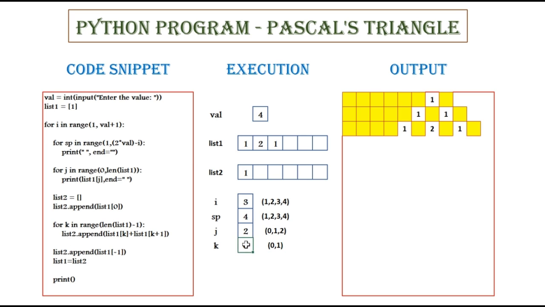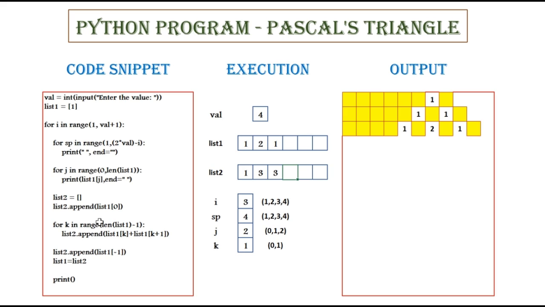And initially the value of k is going to be 0. List 2 dot append list 1 of 0 plus list 1 of 1. List 1 of 0 plus list 1 of 1. So 1 plus 2 is now 3, which I'm going to append to list 2. And the loop goes on where the value of k will now become 1. So list 2 dot append of list 1 of 1 and list 1 of 2. So I'm going to add these two values. List 1 of 1 is 2, list 1 of 2 is 1. So 2 plus 1 now becomes 3.